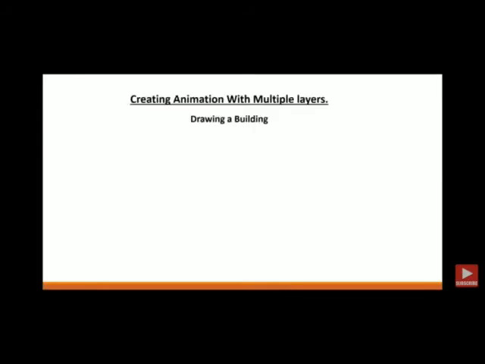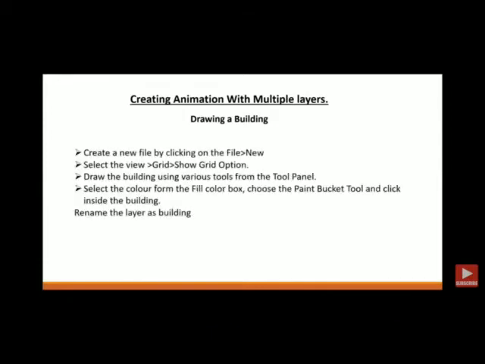So, creating animation with multiple layers, drawing a building. First you have to draw the building, then after that you can draw other things. I have already discussed using multiple layers. If you want to delete any one item, it will be convenient to delete. Otherwise you have to make more changes.